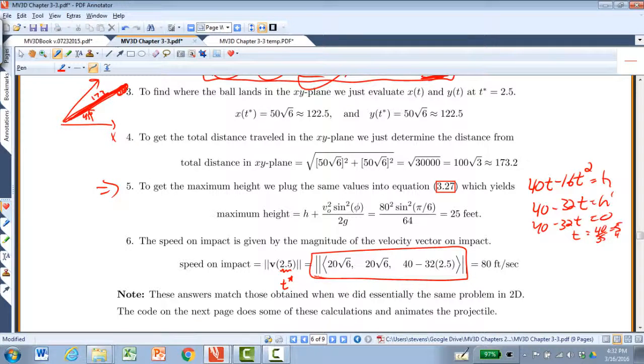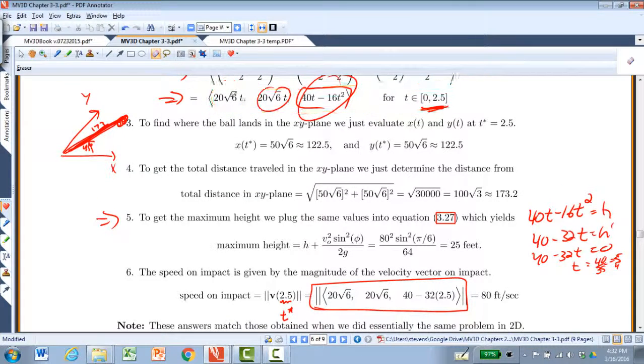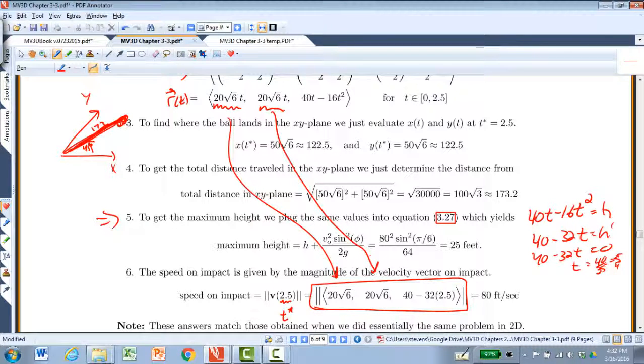Well, if you take a look at our position function, right up here, this is r, right? This is the position function, which I call r of t. If I take the derivative, term by term, I get 20 root 6. Derivative is going to be 40 minus 32t, right? And then I'm going to plug in t equals 2.5, so that's where the 2.5 comes in.